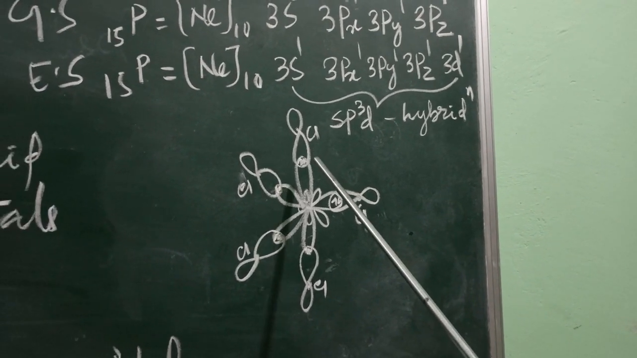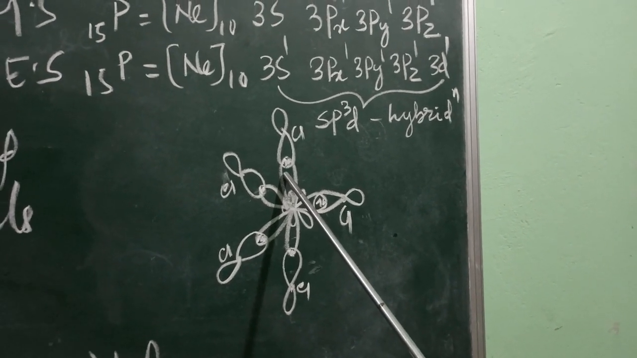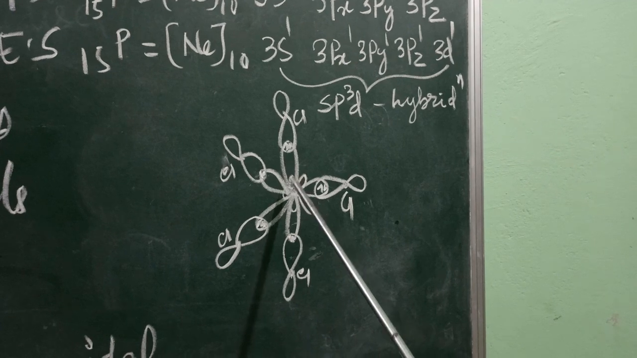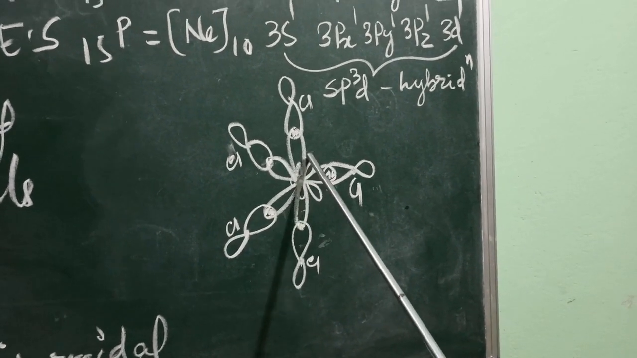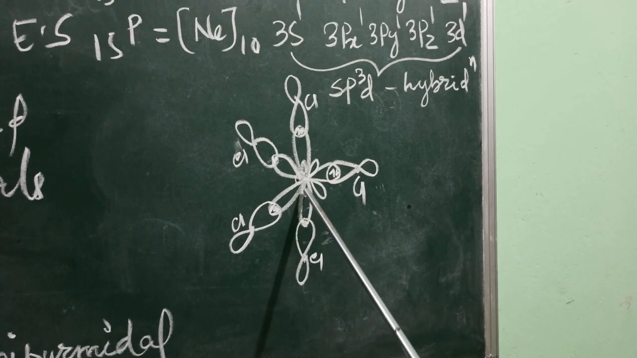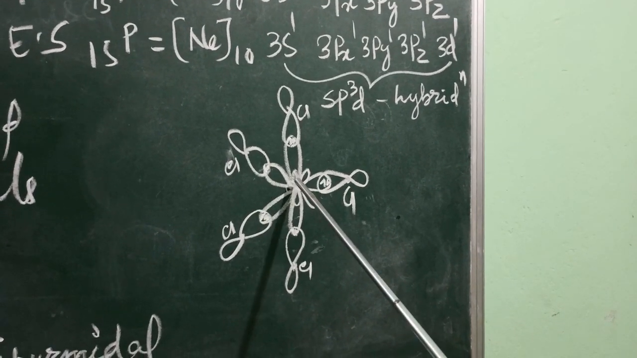You see how the sp3d hybrid orbitals, these are the five sp3d hybrid orbitals. These two are the two axial sp3d hybrid orbitals.